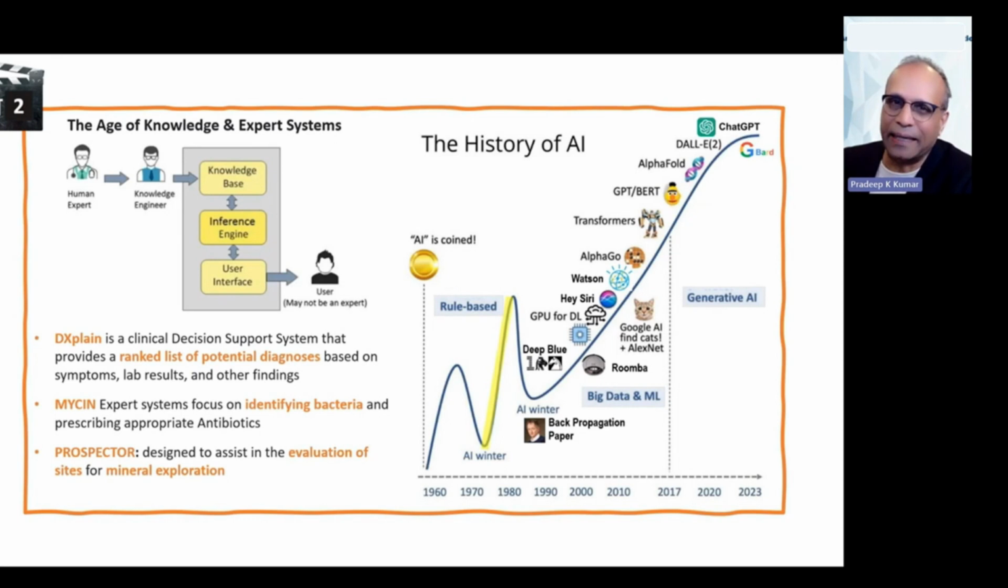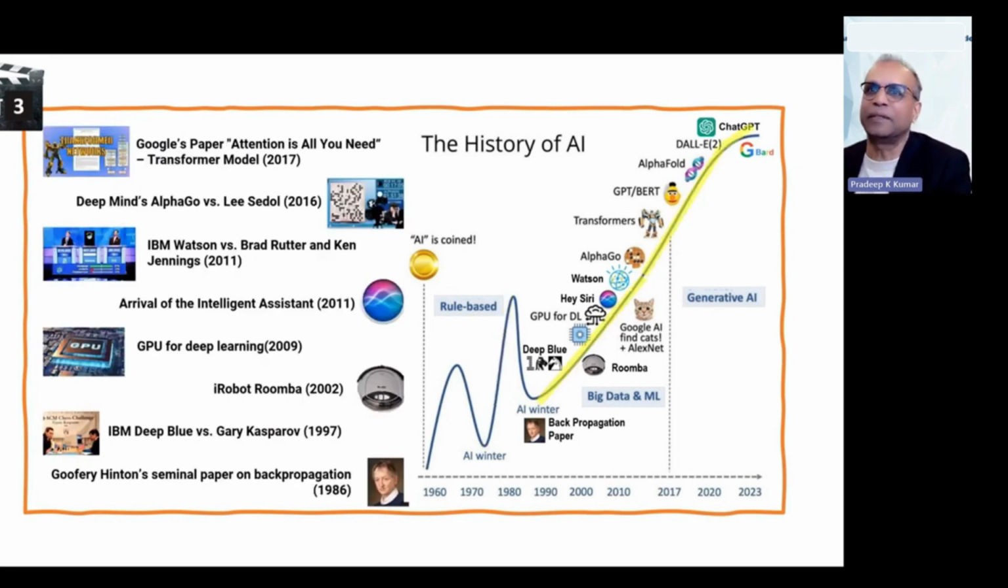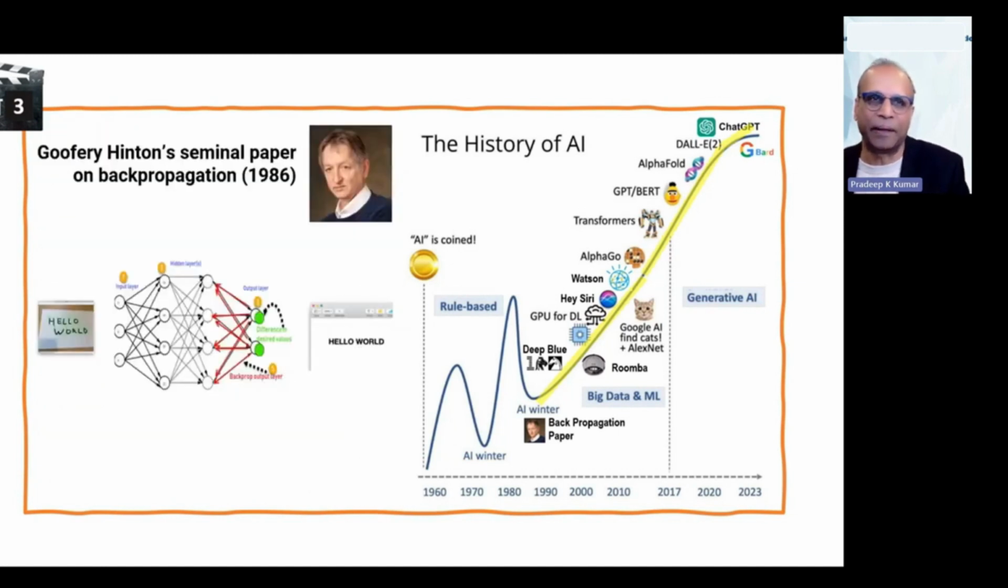Then we entered another AI winter. After the second winter, we entered what's called the golden age of AI with the use of big data and machine learning. I'll step through some of the key milestones, right? At the very beginning, the milestone is Geoffrey Hinton. He is considered the godfather of AI, right? And he wrote a seminal paper on backpropagation.